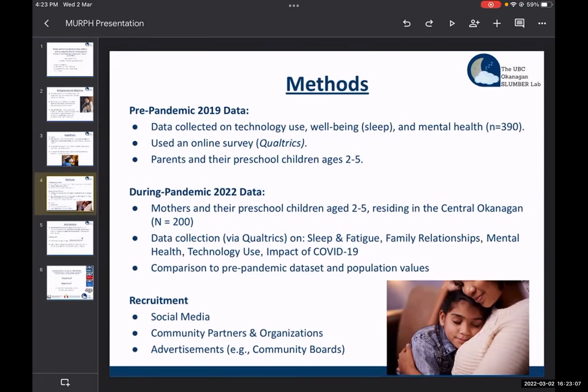So to analyze our data, a merged de-identified data set will be created from both cohorts using SPSS software. Statistical tests will be conducted, including chi-square and independent sample t-tests to determine if significant differences exist between samples and socio-demographic characteristics. We will also use multivariate analysis of covariance to determine differences between the two samples for child sleep duration, parental sleep quality and fatigue, and family relationship quality.